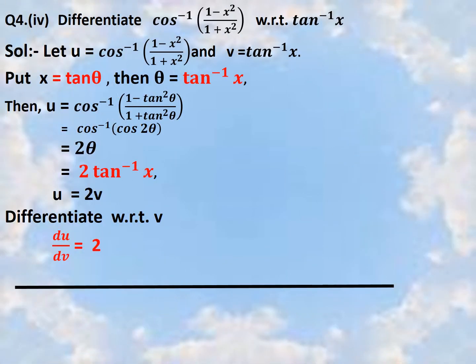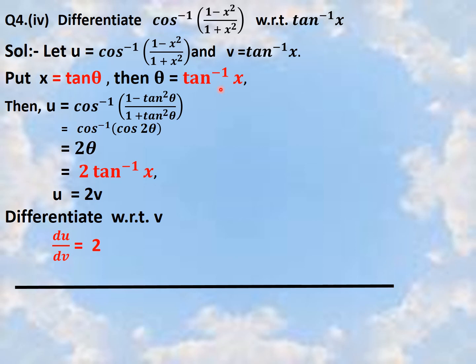Find the derivative of another function. Differentiate cos inverse of 1 minus x square upon 1 plus x square with respect to tan inverse x. Here the method is same as previous, but the functions are given like inverse cos and inverse tan. So let us take cos inverse of 1 minus x square upon 1 plus x square as u and tan inverse x as v. Then as these are the inverse functions, we will take the substitution like x is equal to tan theta. Then we know theta is equal to tan inverse x.